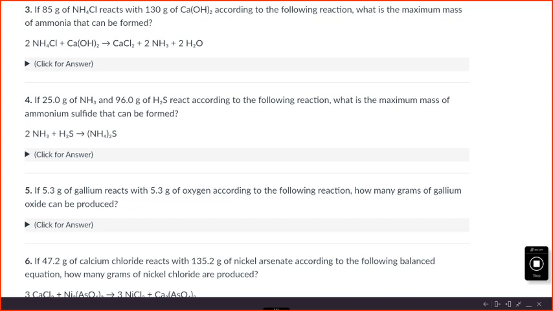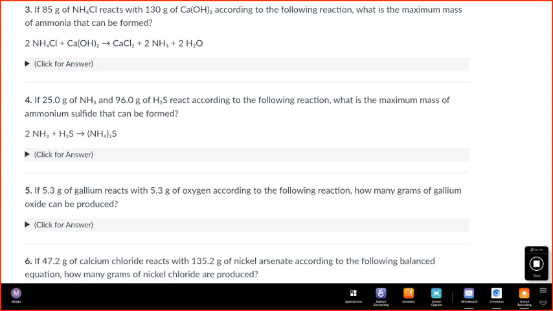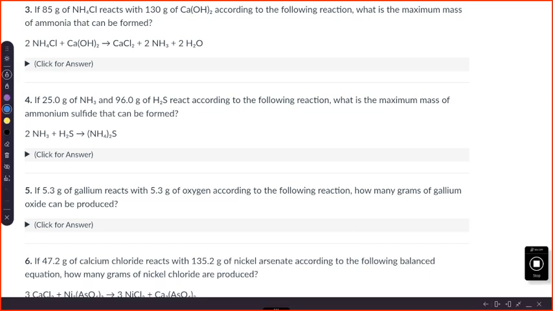Question 3. Question 3's got a balanced one, so let's just go ahead and read it. 85 grams of ammonium chloride, only 2 sig figs, 85 grams, reacts with 130 grams of calcium hydroxide, 130 grams. What's the maximum mass of ammonia, which is this guy right here, that can be made? So I'm looking for the grams of this guy. Again, we'll take them both to that. Smaller answer is the real answer.